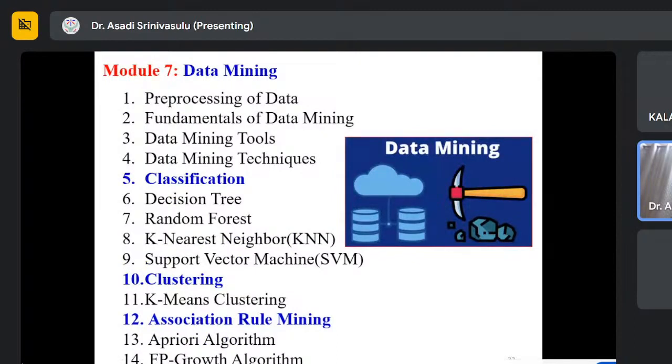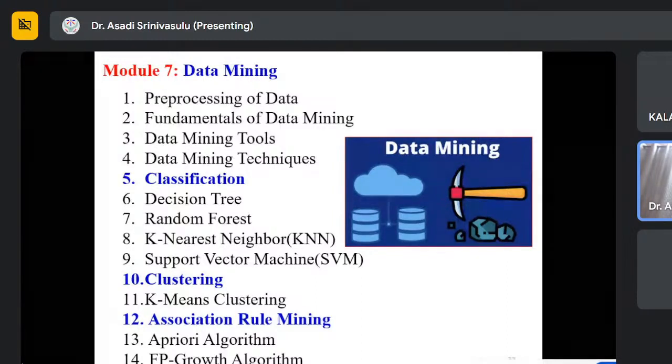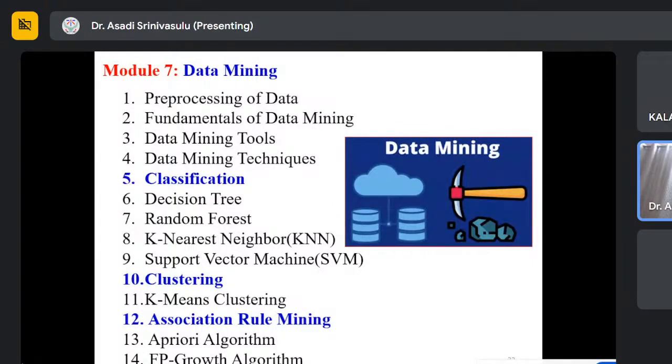So then data mining. Data mining is the process of extracting meaningful, interesting patterns by applying classification, clustering, association rule mining, and outlier detection. In classification, we are using decision tree, random forest, k-nearest neighbor, support vector machine, neural networks, etc. In clustering, we are using k-means clustering, c-means clustering, fuzzy c-means clustering, agglomerative clustering, density-based clustering, etc.